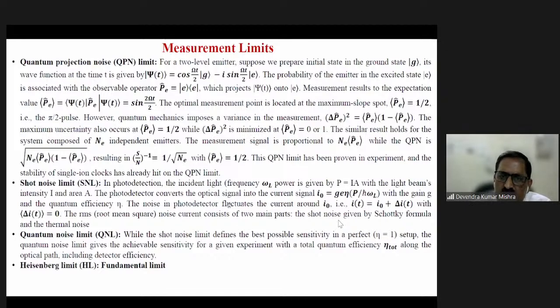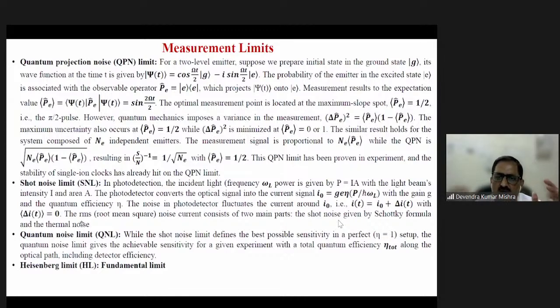In photon detection, the incident light having frequency omega L has power P equal to I A, with the light beam's intensity I and area A. The photodetector converts the optical signal into the current signal I0 equal to G e eta times P upon h bar omega L, with the gain G and the quantum efficiency eta. The noise in the photodetector fluctuates the current around I0. That is, I(t) is equal to I0 plus delta I(t), with the expectation value, or average value, of delta I(t) equal to 0.